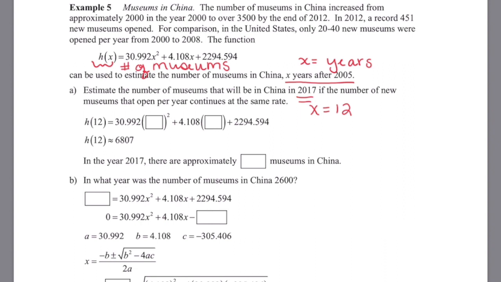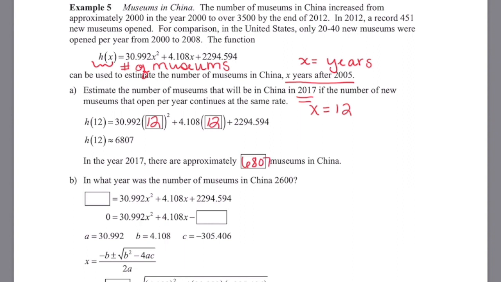So h of 12 is equal to 30.992 times 12 squared plus 4.108 times 12 plus 2,294.594. Plug and chug it into our calculator, and we obtain that approximately 6,807 museums will be in China.